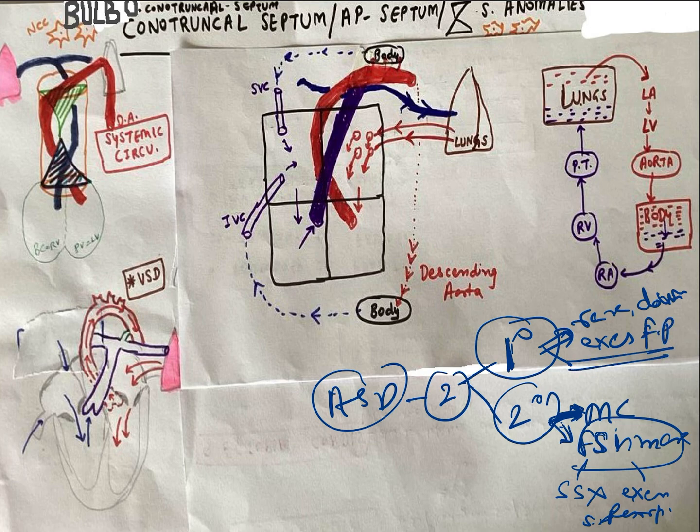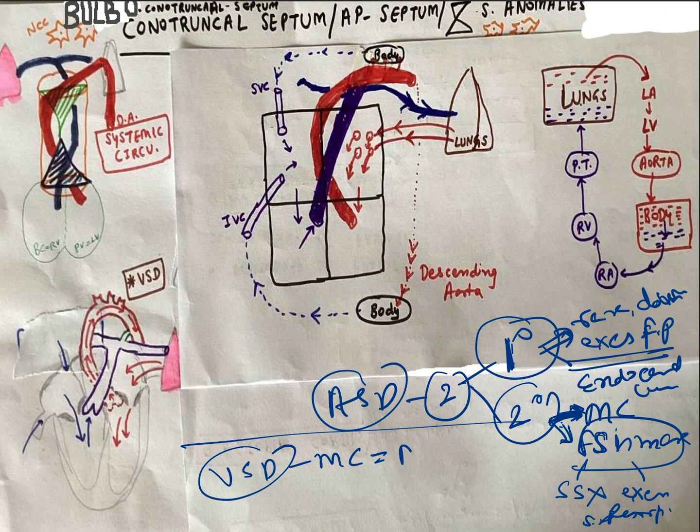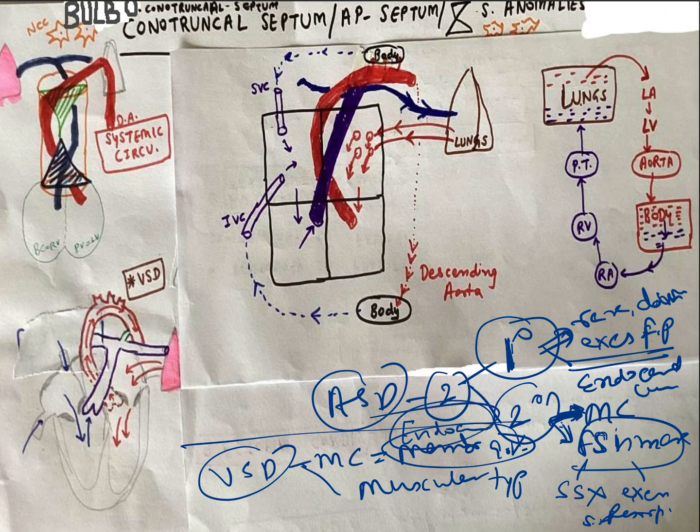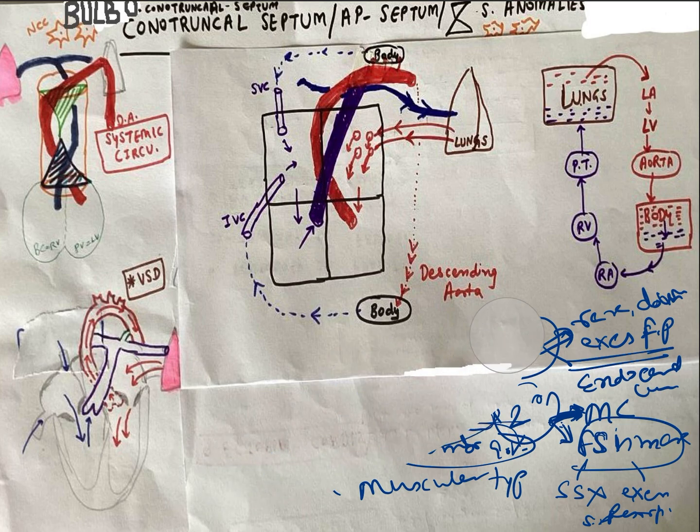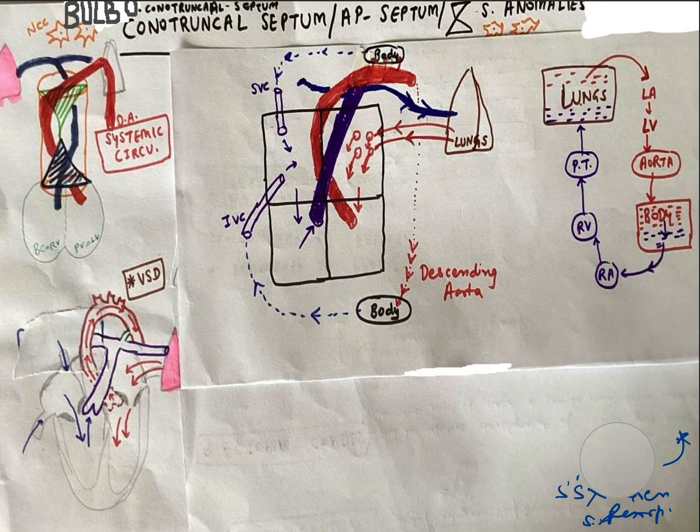How does excessive foramen primum occur? Because of an endocardial fusion defect. Now VSD, which is the most common VSD? The most common VSD is the membranous type, 90%, and the least common is the muscular type. This membranous type is because of endocardial fusions. Now we are going to discuss truncus arteriosus.